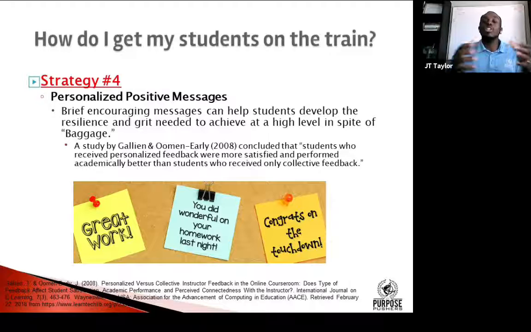Every child would love to receive a sticky note that says, great job. A sticky note that says, congrats on all that you are doing. A sticky note that says, I believe in you. Thank you for your effort. Listen, the research shows us that students who receive personalized feedback were more satisfied and performed academically better than students who only receive collective feedback.